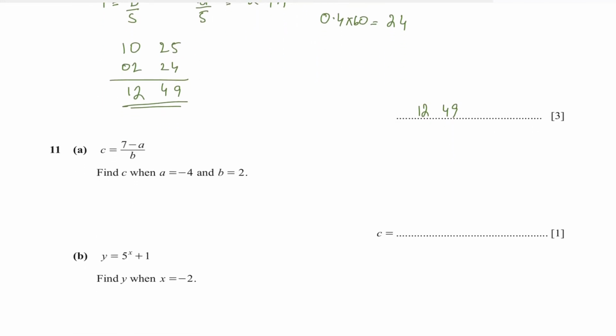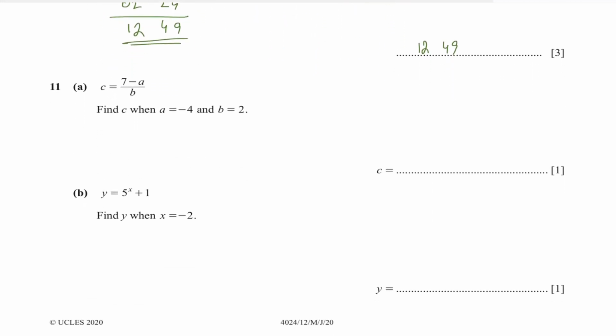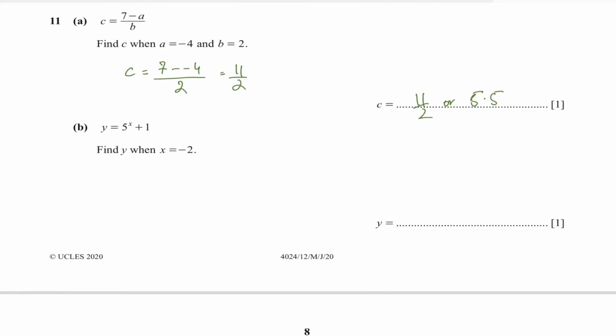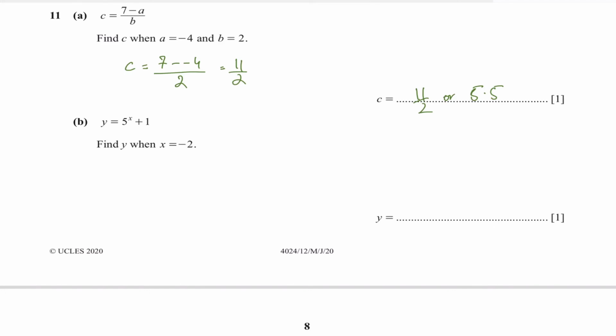Okay. Let's do question number 11, which says find C when A is equal to -4 and B is equal to 2. So we just have to plug in these values. So very easy. 7 minus -4 upon 2. 7 minus -4 is 11. 11 upon 2. So you can write 11 upon 2, or you can write 5.5, whatever you wish. Or 5 whole 1 upon 2.